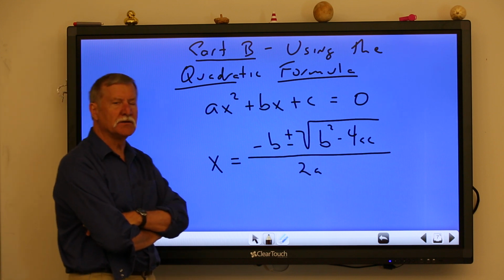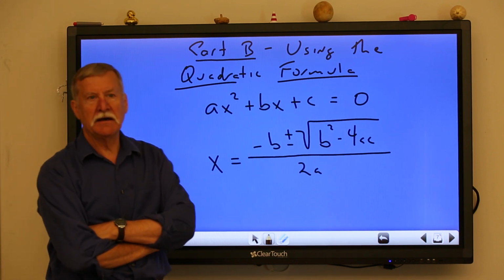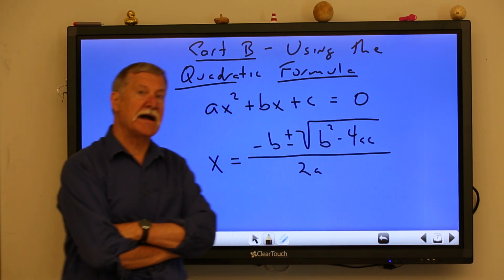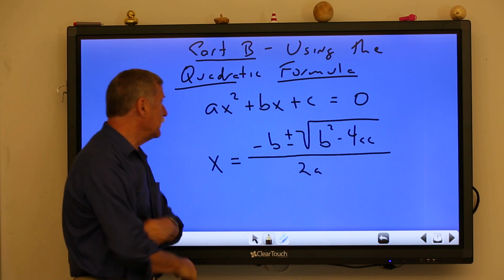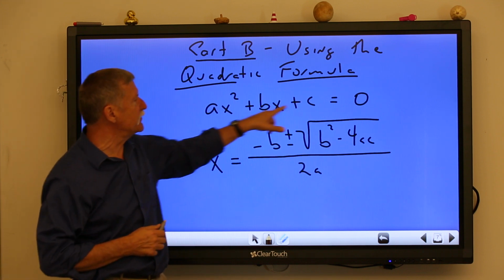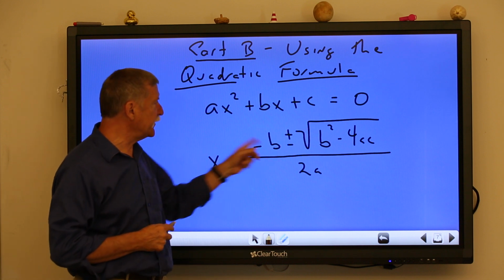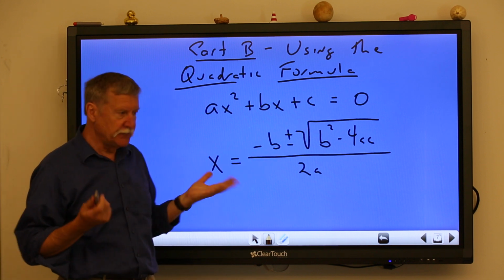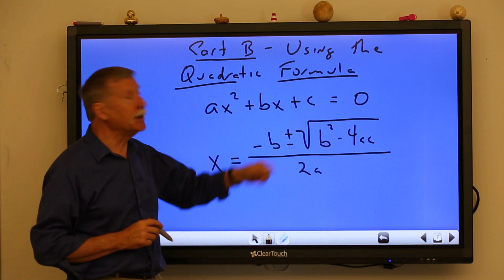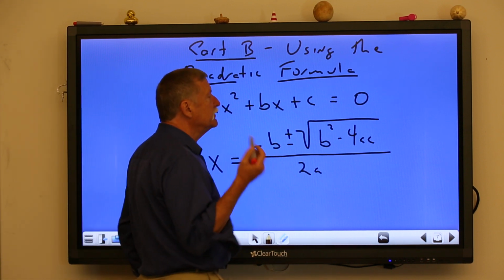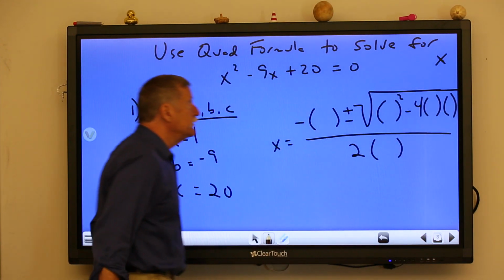So please don't forget to look for GCFs and whether or not you can factor the trinomial into two binomials and so forth. Anyway, we started with the standard form and we solved for x and we wound up with that, if you followed along in part A. If you didn't, this is what you have to deal with here. All right? So, how do we use it?